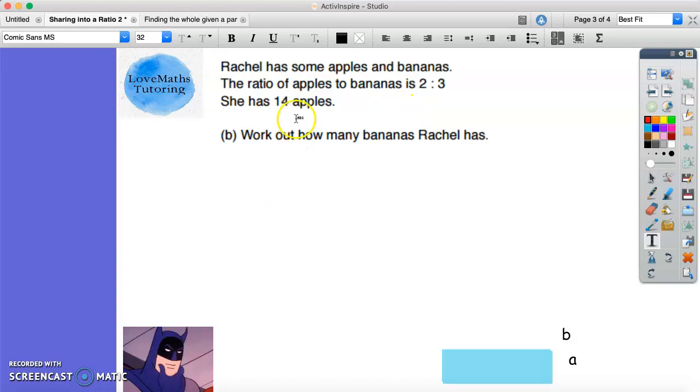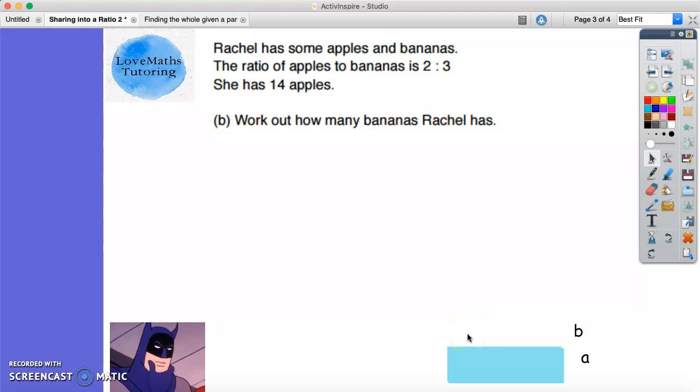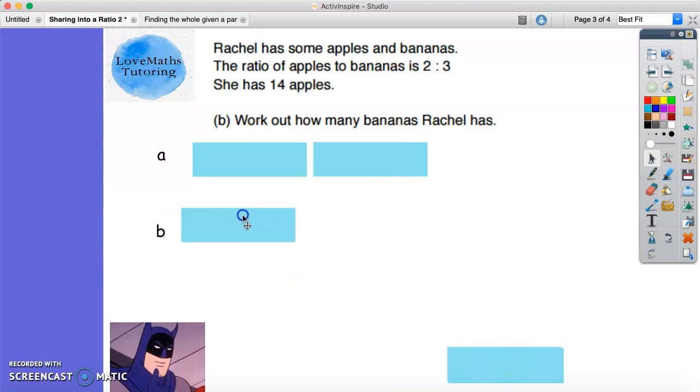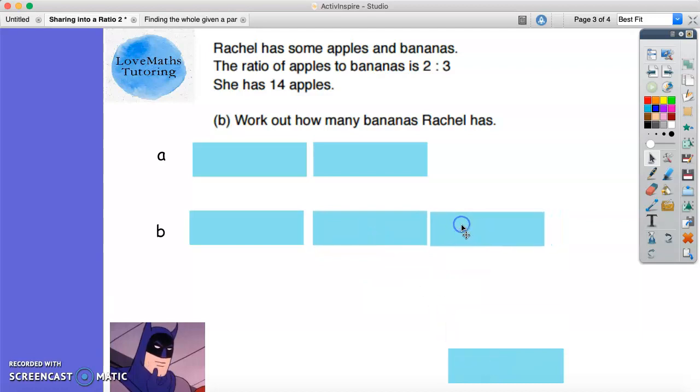Moving on from Ben and Rachel, looking at this question again in a different context. Here we've got Rachel has some apples and bananas, no relation to the previous Rachel, and the ratio of apples to bananas is 2:3. So again, we set out our bars, and again, we draw our diagram. So 2 boxes for apples, because they have 2 parts of the ratio, 3 boxes for bananas, because they have 3 parts. This question is slightly different, because this time apples don't have 1 part of the ratio, they have 2 parts of the ratio.